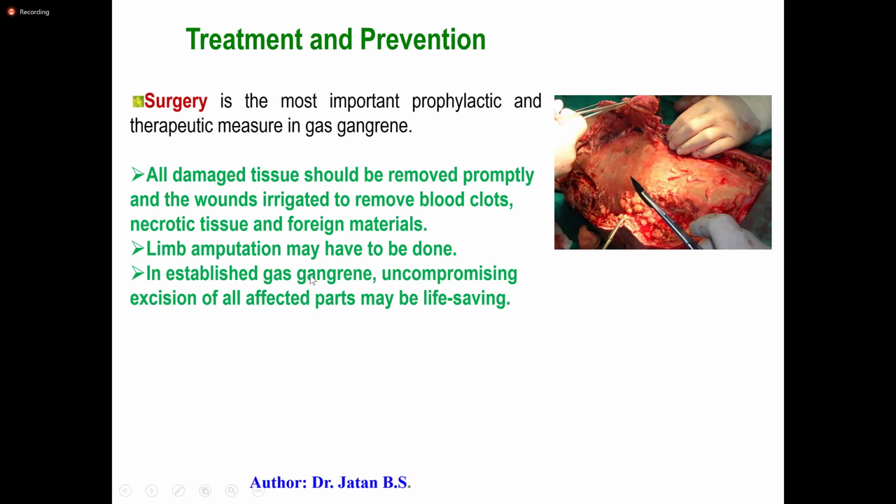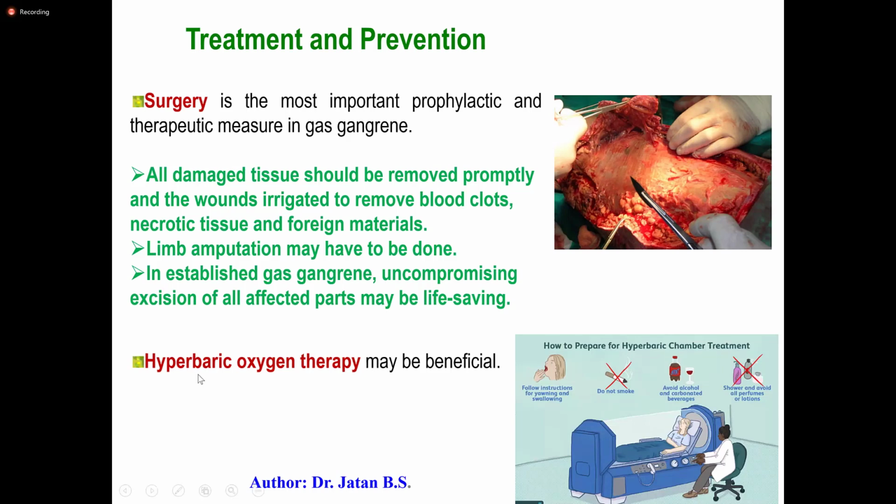In established gas gangrene, uncompromising excision of all parts may be life-saving. So in order to save the life of the patient, certain parts should be sacrificed. You must remove certain parts of the body. You can even go for hyperbaric oxygen therapy.